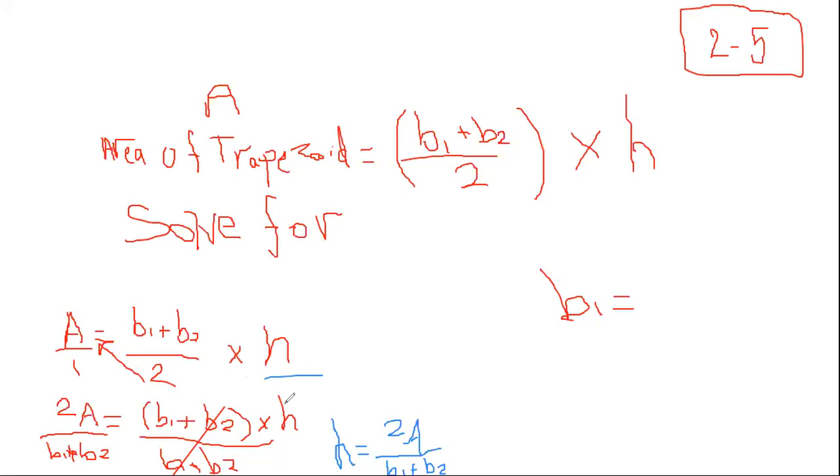We want to solve for H, right? Then we have to keep H. We will remove anything next to H, then divide by B1 plus B2 on both sides. This is in case you are going to work step by step. What about if you want to work this one in the direct, quick method? 2 times A, right? Divided by B1 plus B2.